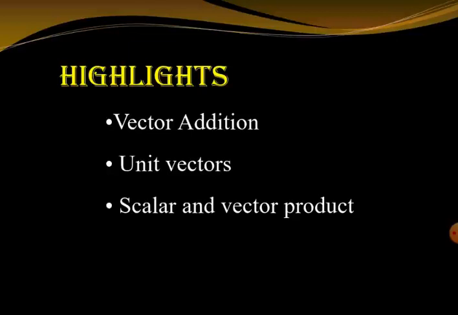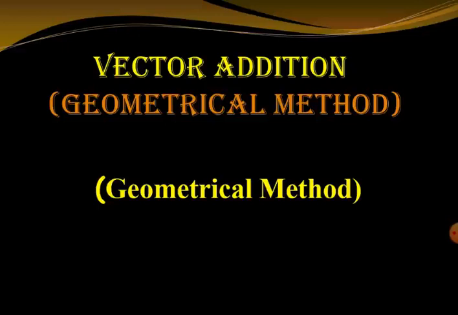The first one is vector addition, then unit vectors, and lastly we will see the scalar and vector products. So first let's talk about vector addition. In the first part I told you that we have already discussed that vectors cannot be added algebraically, rather vectors are added geometrically, that means by geometrical methods.